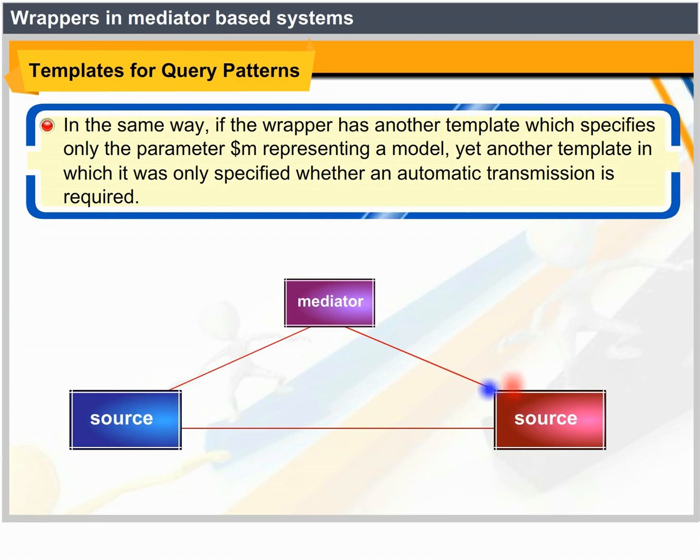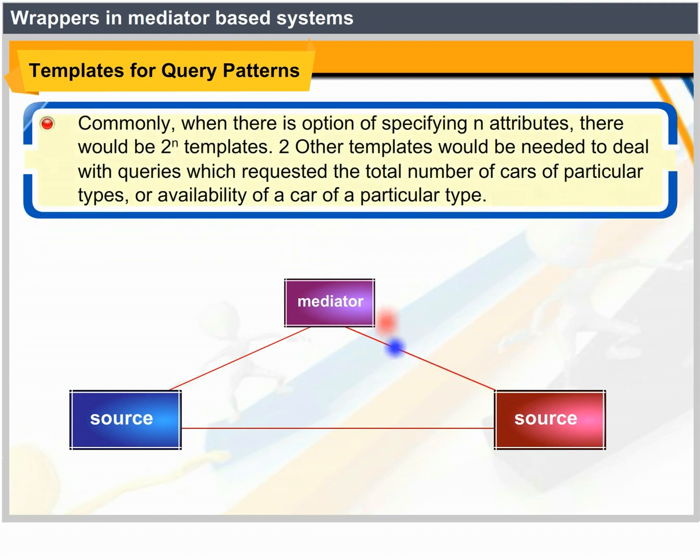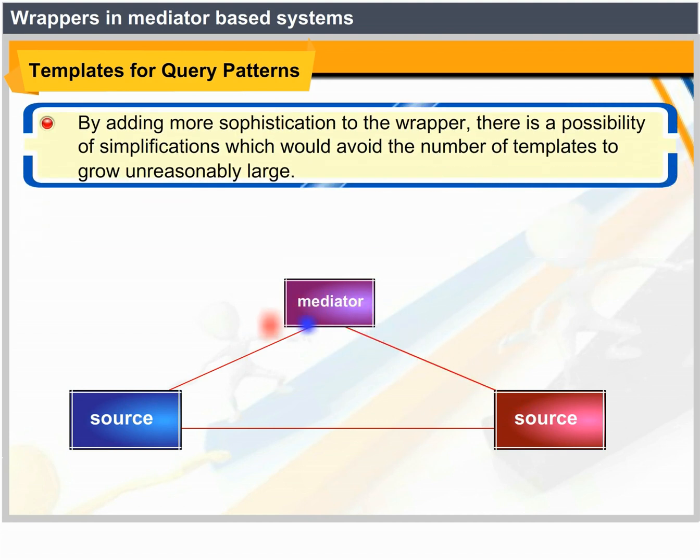In this case, there are 8 choices if the queries are allowed to specify any of 3 attributes: model, color, and auto trans. In general, there would be 2^n templates. If we have the option of specifying n attributes, 2^n other templates would be needed to deal with queries that asked for the total number of cars of certain types, or whether there exists a car of a certain type. The number of templates could grow unreasonably large, but some simplifications are possible by adding more sophistication to the wrapper.